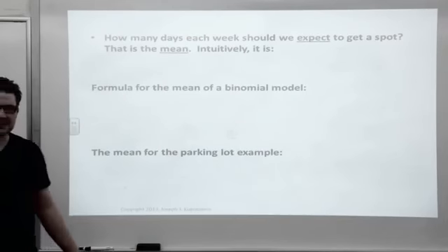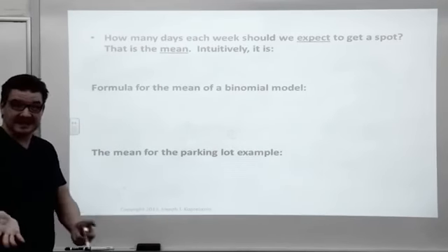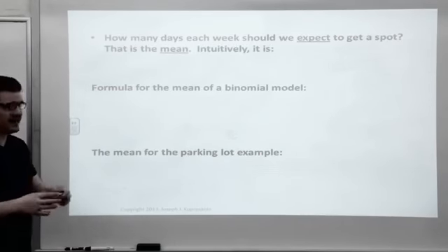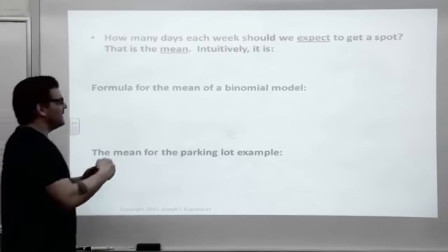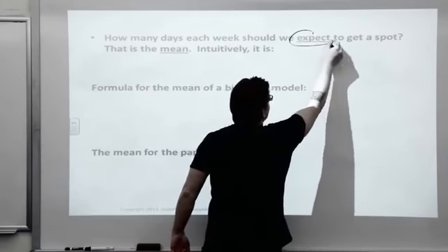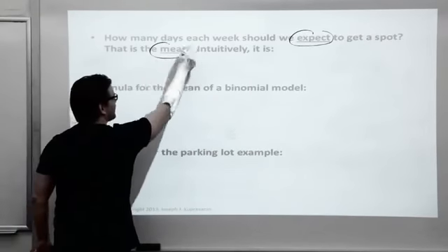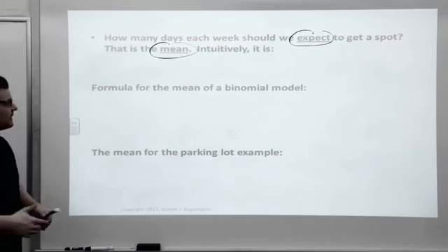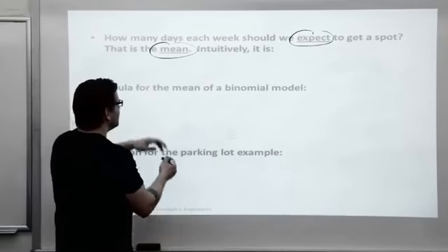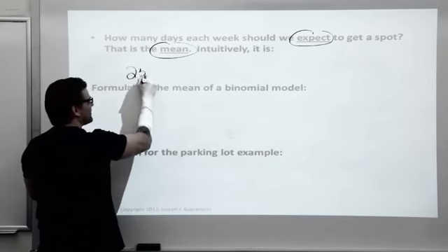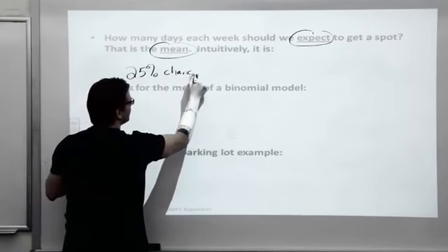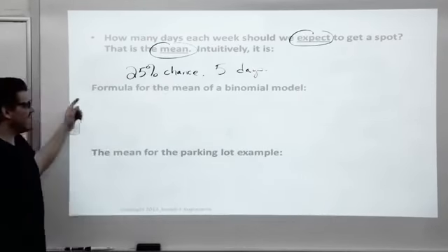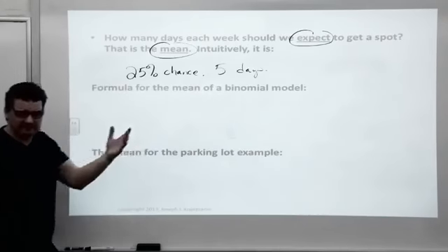All right, with probability distributions, we can always think about means and standard deviations as well. So, question, top of the next page. How many days each week should we expect to get a spot? Anytime in the statistics course you see this word expect, that's just code for calculate the mean. How many days do we expect to get a spot down below? That's the mean. Intuitively, isn't there a 25% chance of getting a spot? Aren't there 5 days each week? Shouldn't I expect 25% of those 5 days to get a spot?